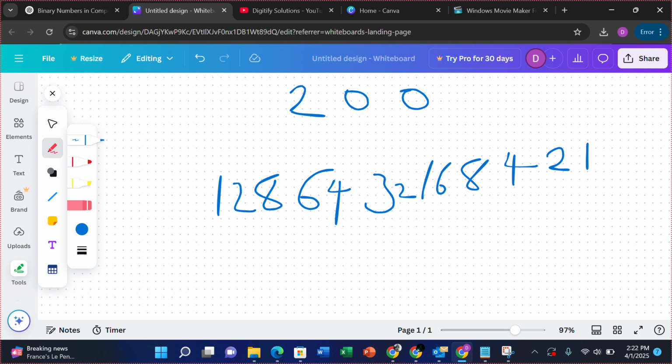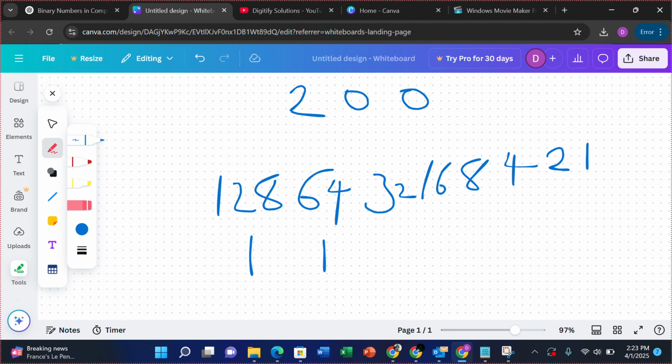128, can it be found in 200? Is it lesser than 200? Yes, so that'll be a 1. 128 plus 64, the answer to that is going to be lesser than 200 as well. So basically 128 plus 64 is 192, and 192 is lesser than 200. So this is a yes.